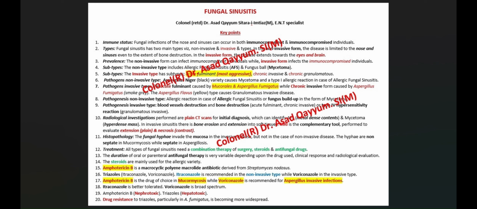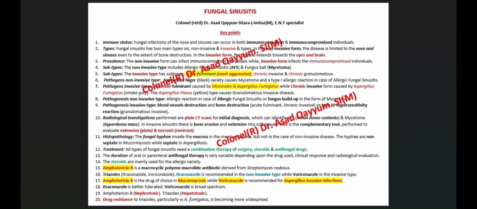Now, coming towards the treatment, all types of fungal sinusitis need a combination therapy of surgery, steroid, and antifungal drugs. The duration of oral or parenteral antifungal therapy is very variable depending upon the drug used, the clinical response, and the radiological evaluation before and after starting the treatment and completing the treatment. The steroids are mainly used for the allergic variety.